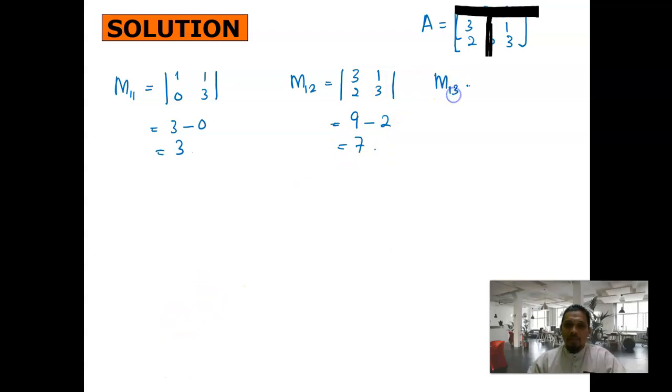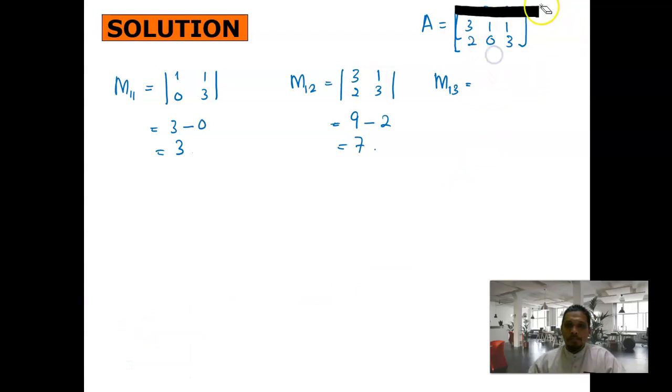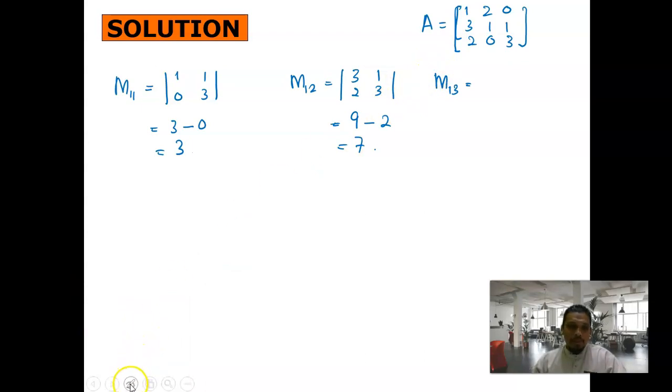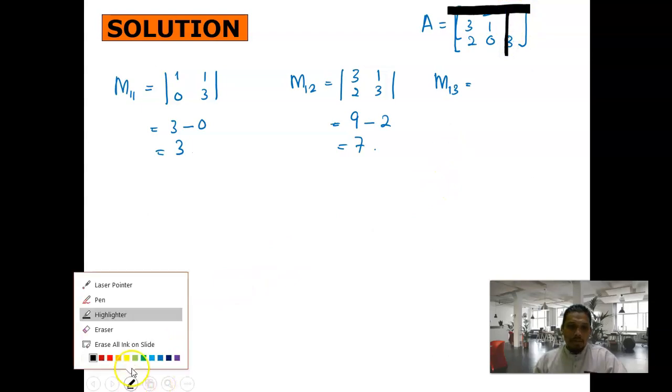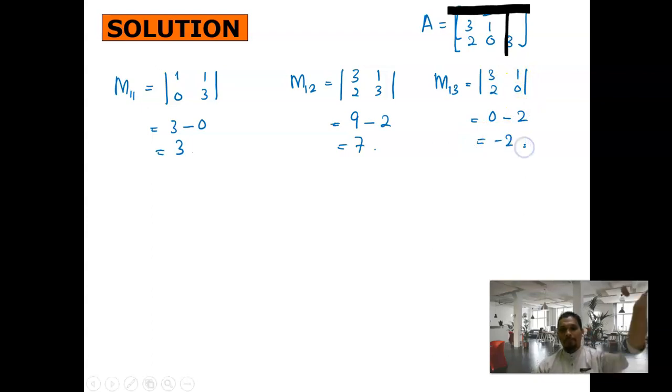Then M13. We hide the element in row 1 and column 3. So what you can see here now, what's left? We have 3, 1, 2, 0. So 3 times 0 equals 0, minus 1 multiplied with 2 equals 2. Then we get negative 2.